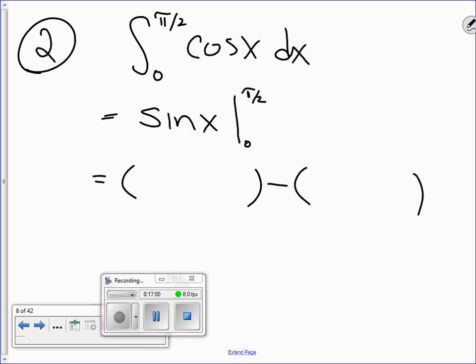You don't have to do the parentheses. I just do that in case there's more than one term. Now you got to know which limit of integration do you plug in first? The top one, right? So you can plug in the pi over 2. So it's going to be the sine of pi over 2. And you plug those into the antiderivative.